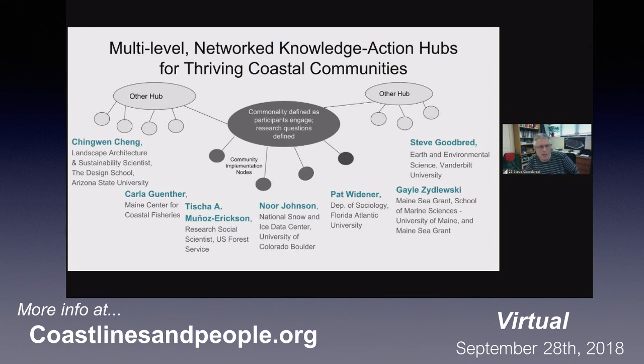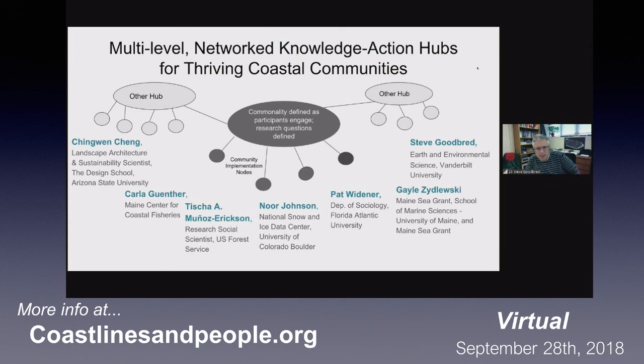So leading with the title, a multi-level networked knowledge action hub for thriving coastal communities. So what's tied up in all of that? Well, our recommendations are structured around two main ideas that could be incorporated into any number of different hub-type structures. But the key attribute that we envision for hubs is that they're multi-leveled, whereby the main hubs serve not only to connect other hubs, but perhaps more critically, that they serve local coastal communities, which then operate as an array of subnodes and can involve many different sites and populations.